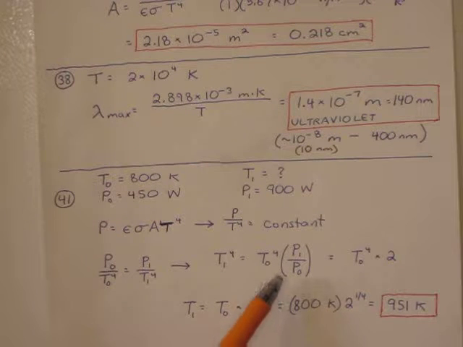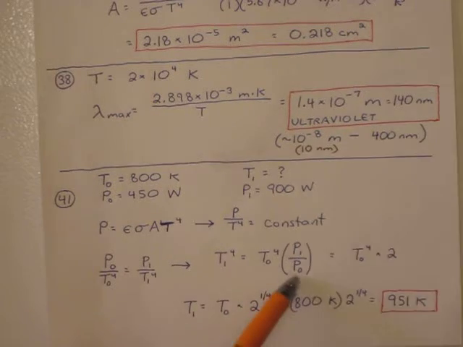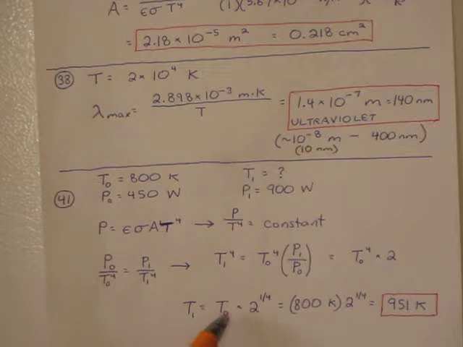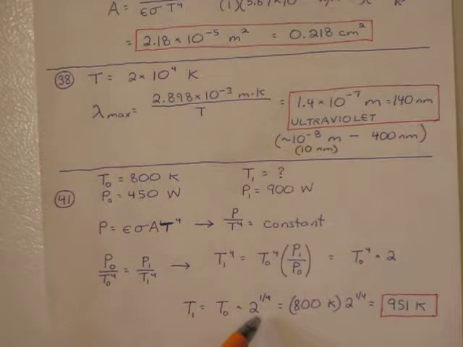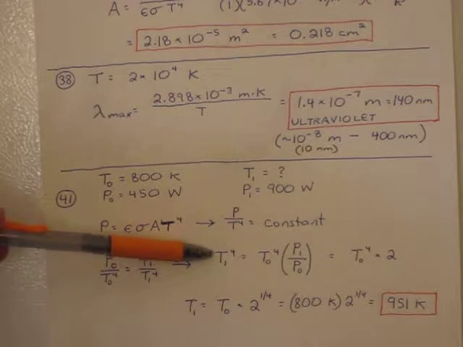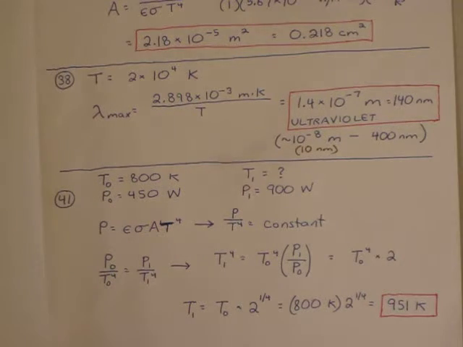Now we can plug in P1 and P naught as being 900 over 450, but more importantly, it says that it doubles in power, so we can just say that's times 2. So T1 is T naught times the fourth root of 2. That goes from this equation, which is solving for T1 to the fourth, but I take the fourth root of both sides. And so we have 800 Kelvin times the fourth root of 2, and we get 951 Kelvin.